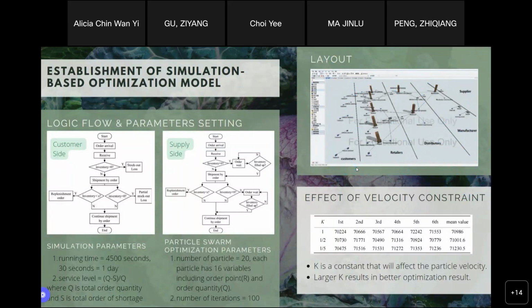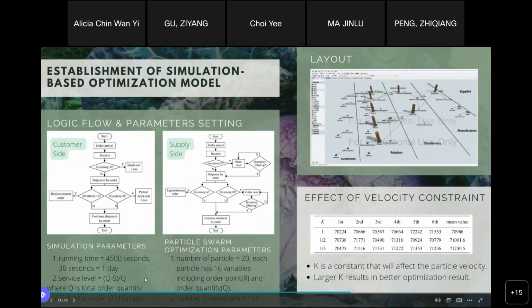Then we'll briefly look at the logic flow and parameter settings. This figure on the left shows the simulation logic flow of the customer side, while the figure on the right shows the simulation logic flow of the supply side. The running time of this model is set to 4,500 seconds, where 30 seconds equal 1 day. So there are 150 days in total.